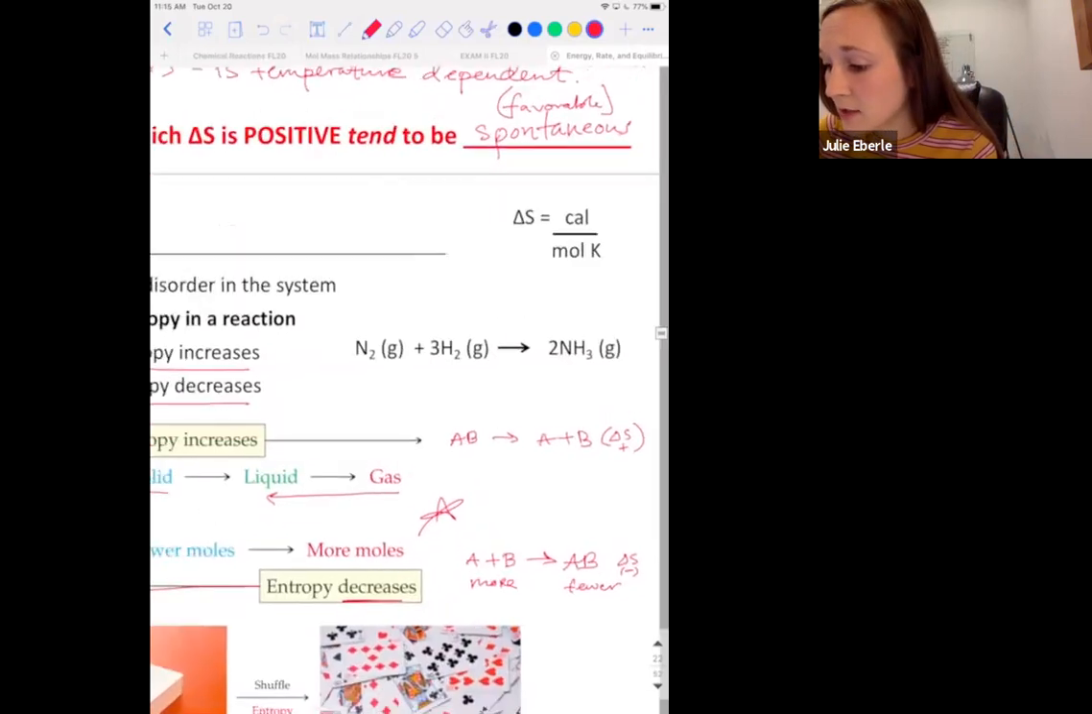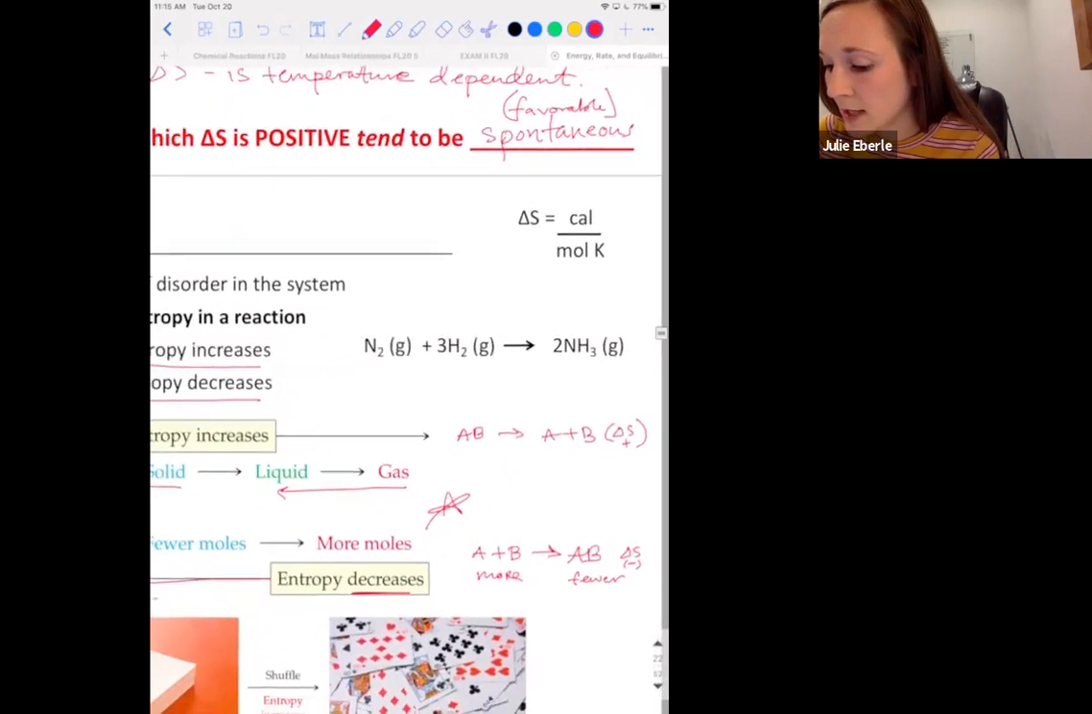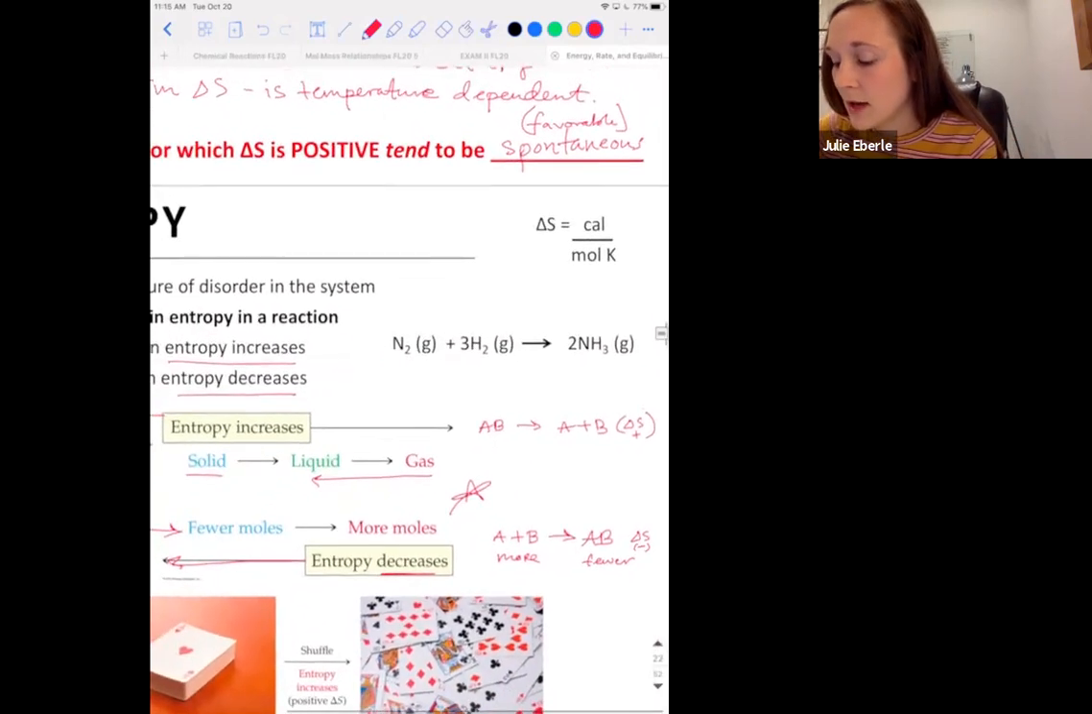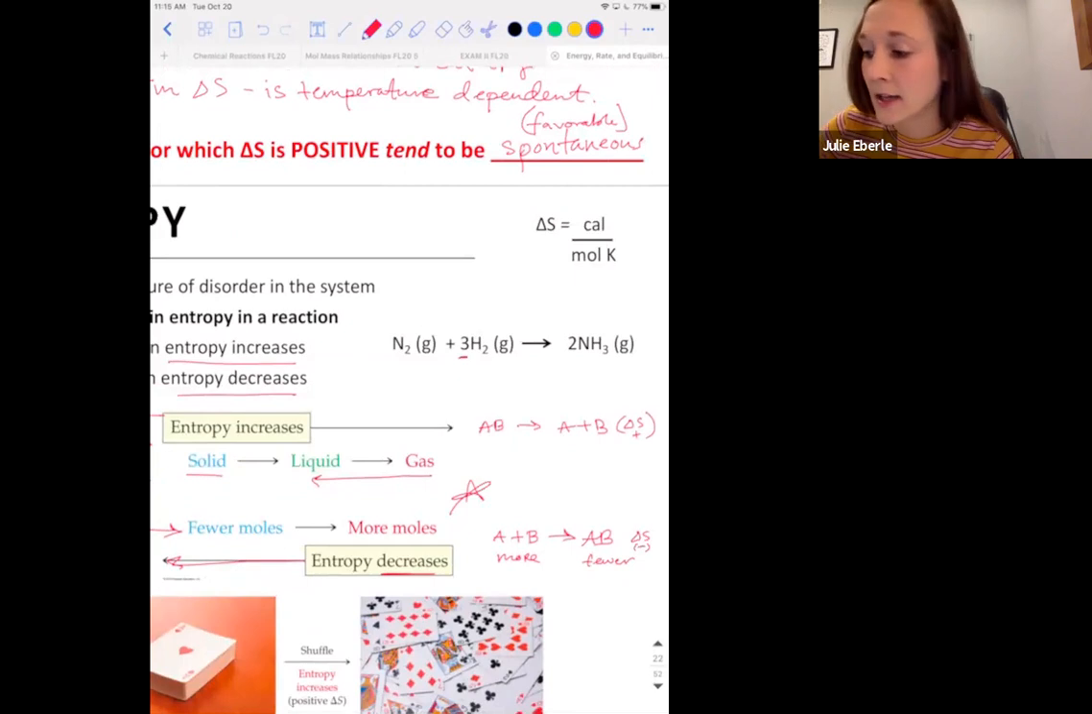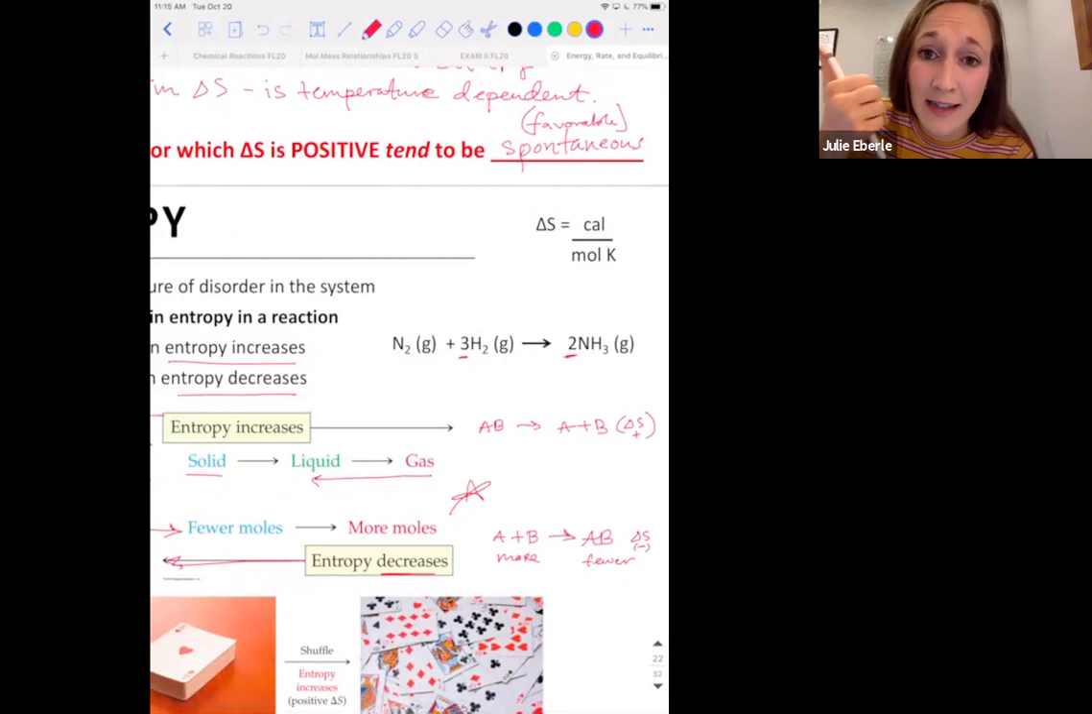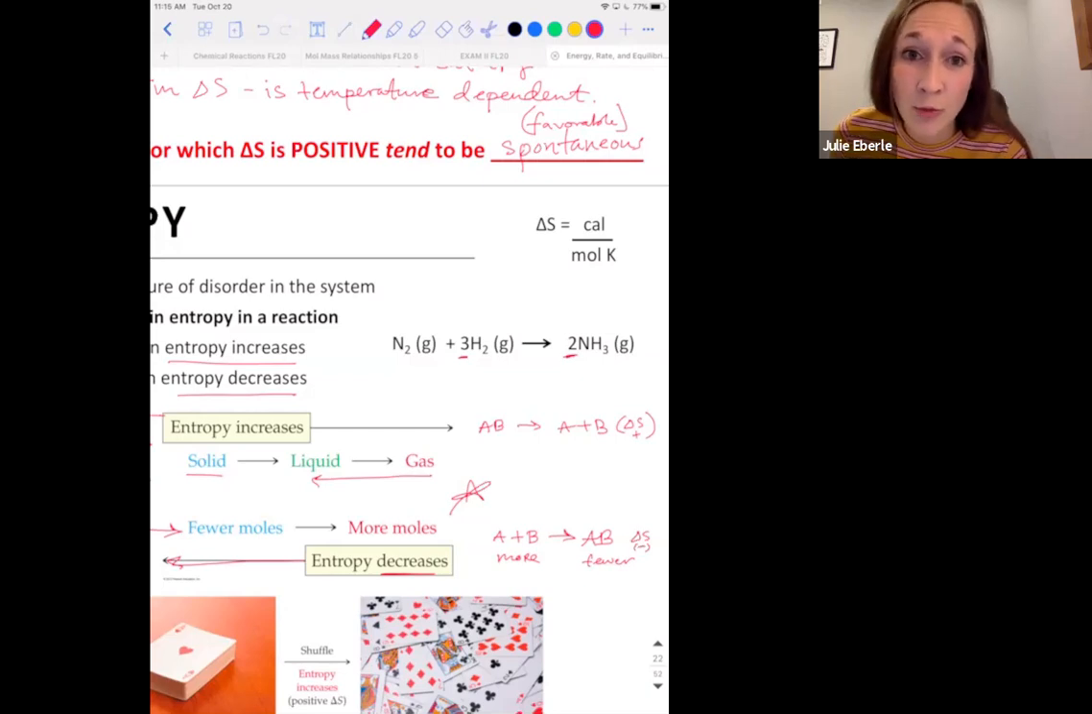So here's a reaction that I posted right here. I'm going to keep the figure visible, and I want you to look at this reaction. We have 1 mole of nitrogen gas plus 3 moles of hydrogen gas, and they are combining to give us 2 moles of ammonia gas. So here's what I noticed. Everything is in the gas state, so we don't have any changes to solid or liquid. So that is not contributing here. But what is changing? If we look at the bottom portion, do we have a side with fewer moles and a side with more moles? Let's actually add that up.